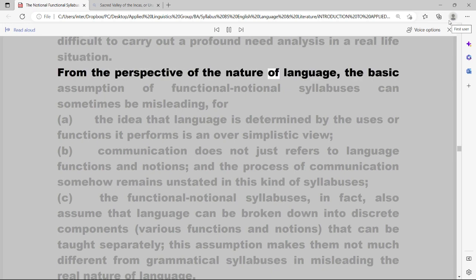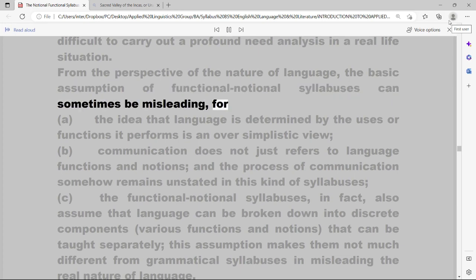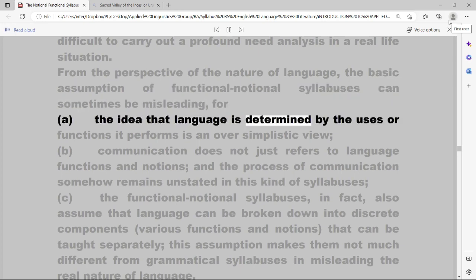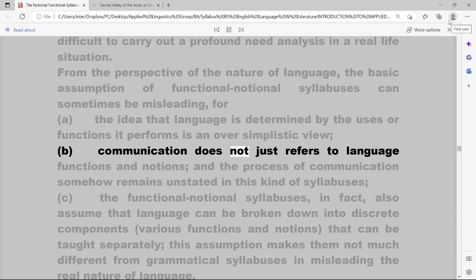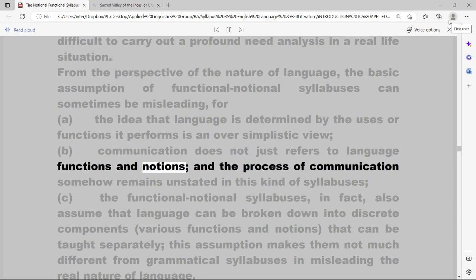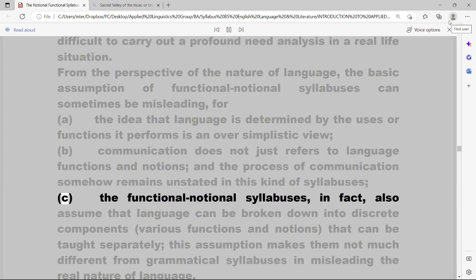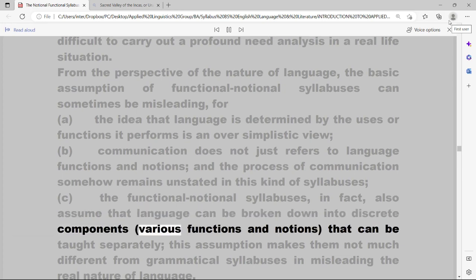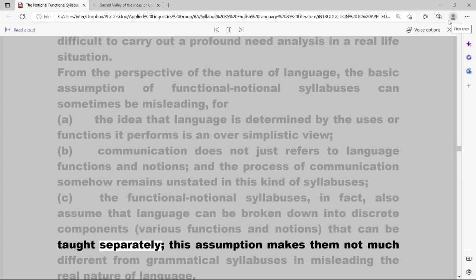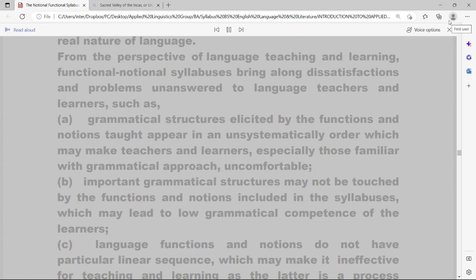From the perspective of the nature of language, the basic assumption of functional notional syllabuses can sometimes be misleading, for a. the idea that language is determined by the uses or functions it performs is an oversimplistic view. B. Communication does not just refer to language functions and notions, and the process of communication somehow remains unstated in this kind of syllabus. C. The functional notional syllabuses, in fact, also assume that language can be broken down into discrete components, various functions and notions, that can be taught separately. This assumption makes them not much different from grammatical syllabuses in misleading the real nature of language.